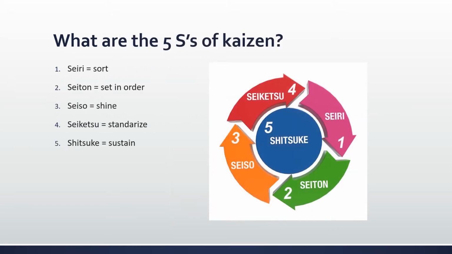So there are 5 S's of Kaizen, and I'm not going to pretend to know how to pronounce the Japanese side, so I'll show you what they actually are written on the screen here, and then what they mean in English. In English, they are translated to sort, set in order, shine, standardize, and sustain.